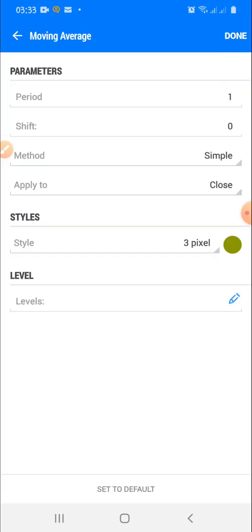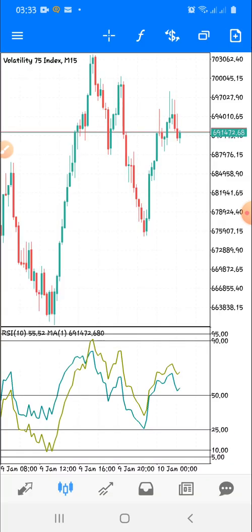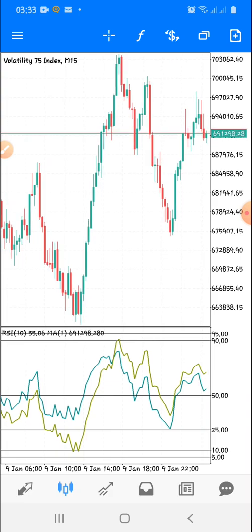Then we add the moving average. The period is 1, shift 0. The method is simple, apply to close. I made it 3, then you click done. So that's what we're going to see here.